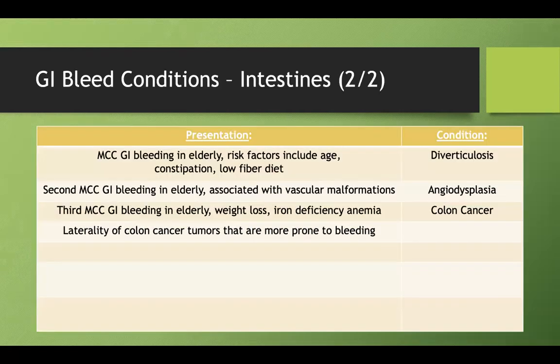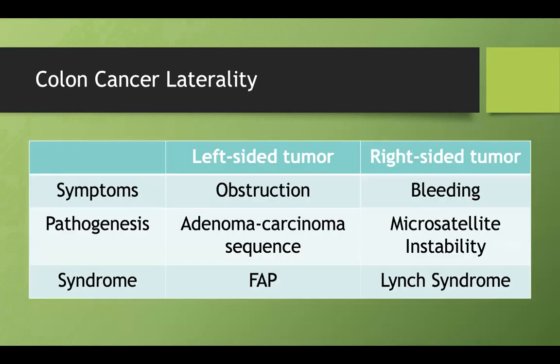And now they also like to test the laterality, because right and left-sided colon cancer tend to present a little differently. So which sided colon cancer is more likely to bleed? That's going to be your right-sided tumors. Here's our chart from our colon section as well. And you can see that the right-sided is known for bleeding.